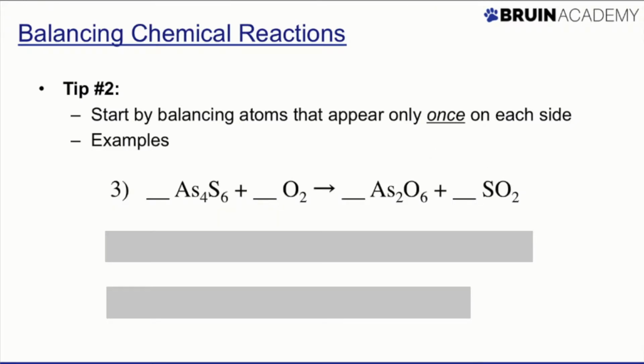All right, so okay, let's start with this guy. Okay, so let's start with an element that appears only once on each side. So that's arsenic. Okay, there's 4 arsenics on the left, and there's 2 on the right.